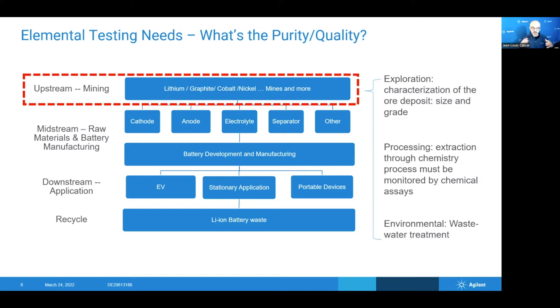So what we'll be focusing on today is really elemental testing requirements for those different steps. So why do we have to test for purity and quality? When you look at upstream, focusing specifically now on metals, so lithium per se, the mining step is really for exploration. When you do the characterization of the ore deposit, the size, the grade, the quality, that will also impact the processing. So how do you do processing, which is the extraction process through different chemistry processes. And then there's also checking on the environmental impact. When you run such large-scale mining operations, you also have to assess the impact on the environment, looking at the leach, and so on.